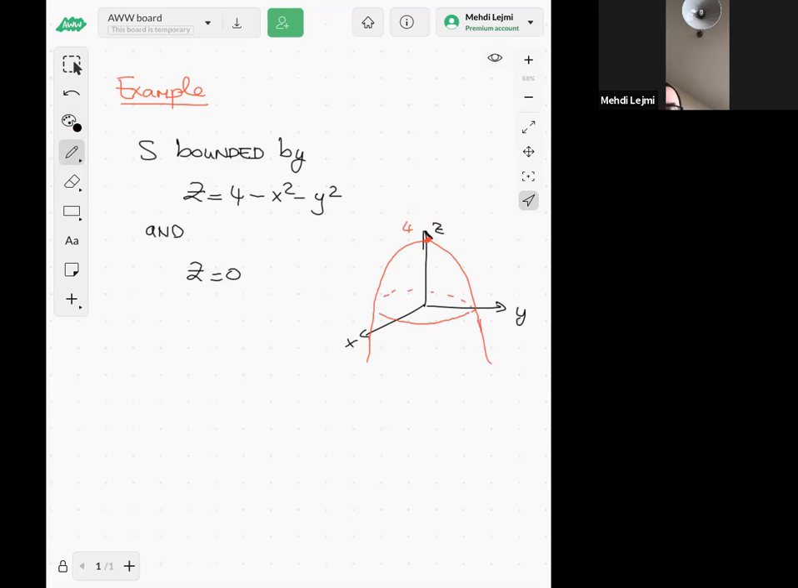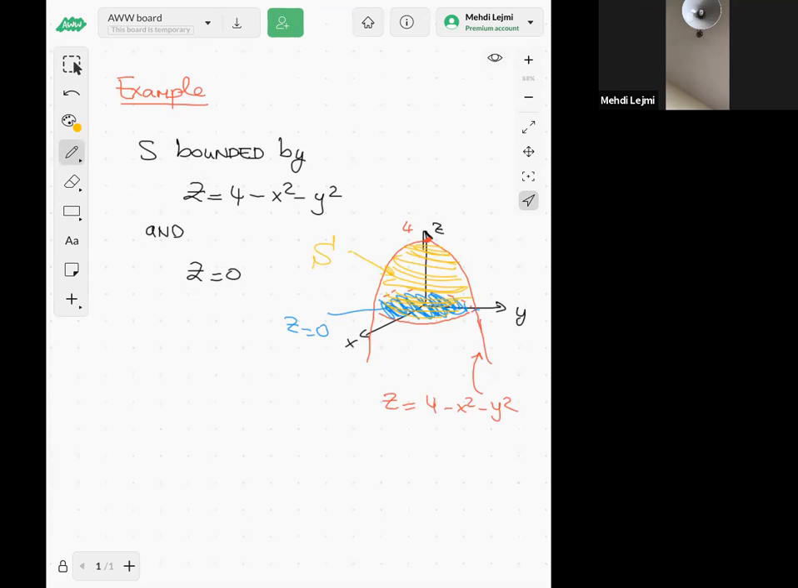Anyway, so that's our paraboloid. Okay, and then of course we have the xy plane, z equals 0. So it should be this one here. So here we have z equals 0, and our solid S would be the interior of the paraboloid bounded by the xy plane, right? So that's our solid S.